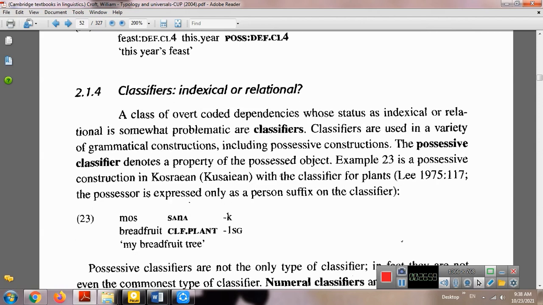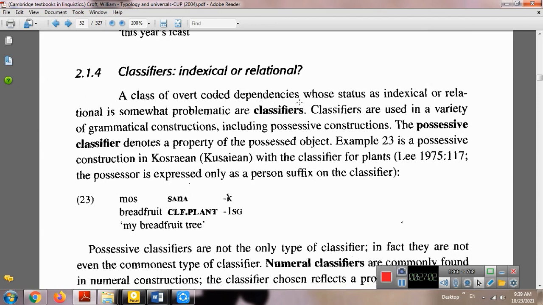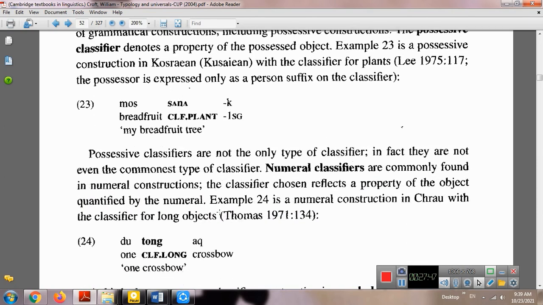Classifier, indexical or relational. A class of over-coded dependencies whose status as indexical or relational is somewhat problematic is the classifier. Classifiers are used in a variety of grammatical constructions, including possessive constructions. The possessive classifier denotes a property of the possessed object. Example 23 is a possessive construction in Caesarian with the classifier for plants. The possessor is expressed only as a person suffix on the classifier, which you can see in the example.